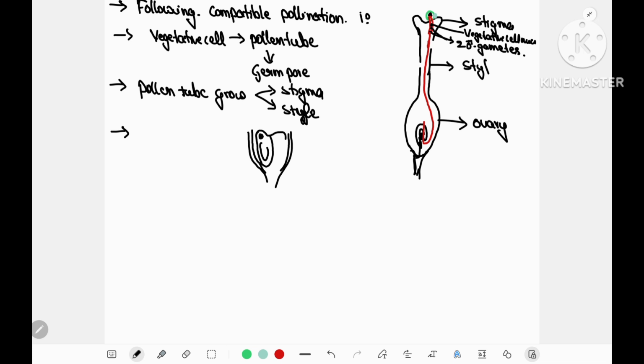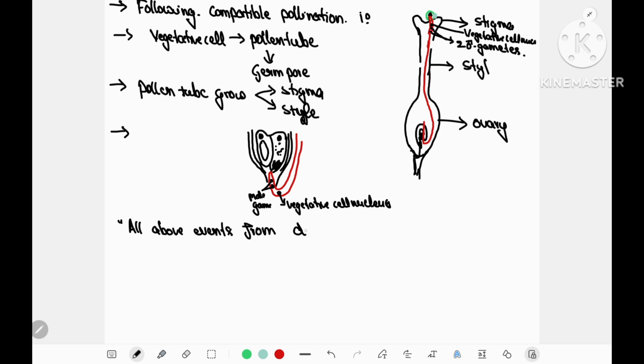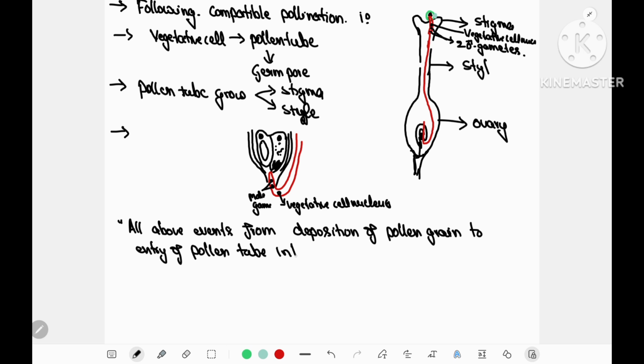And we know that at the micropylar end there is the presence of the egg apparatus, which consists of two synergids and one egg cell. Here I am writing one synergid and one egg cell. Now this pollen tube will come near the germ pore and it will enter one of the synergids, and what does it contain? Two male gametes and one vegetative cell nucleus. And now all these events, starting from the deposition of the right type of pollen grain on the stigma till the entry of the pollen tube into the ovule through the micropyle, are all referred to as pollen-pistil interaction.